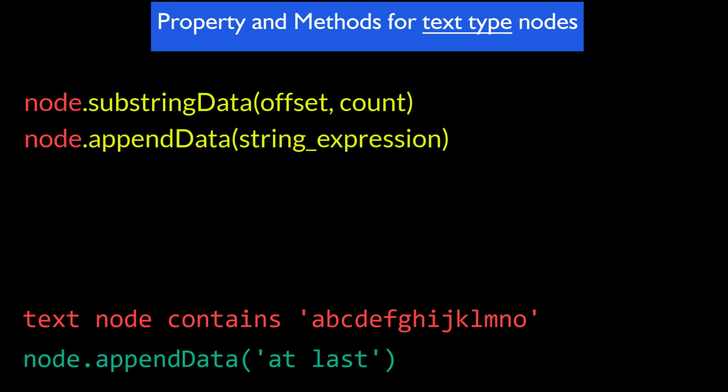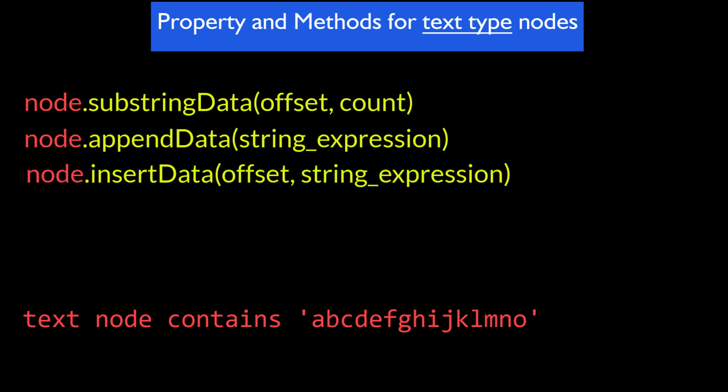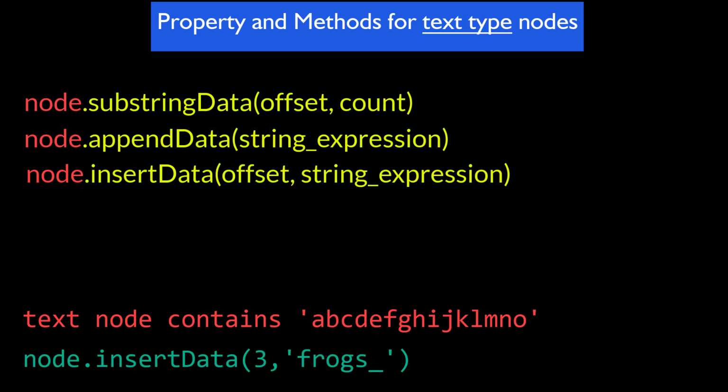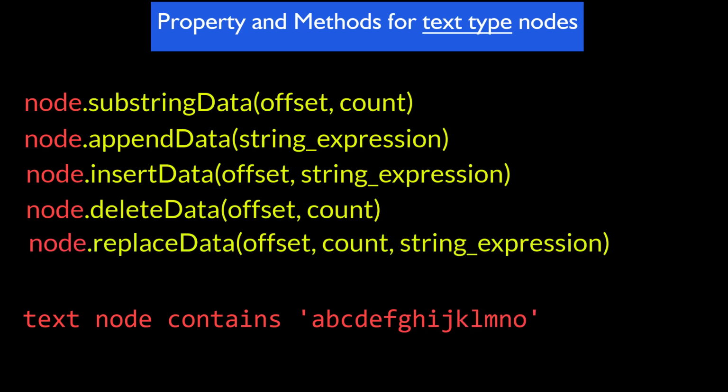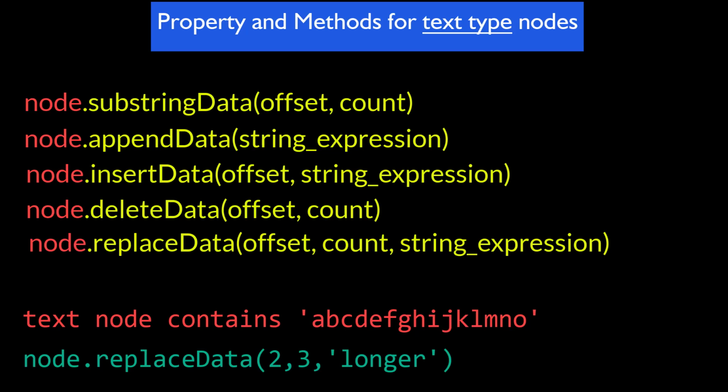appendData and a string expression. It adds that string expression to the end of the current content. insertData. The arguments are offset and string expression. Basically, you insert that string expression into the content beginning at the specified offset. deleteData, offset, comma, count, removes a substring from the content. And replaceData, offset, count, string expression. It replaces the content found at the offset for the given count with the value of the string expression.